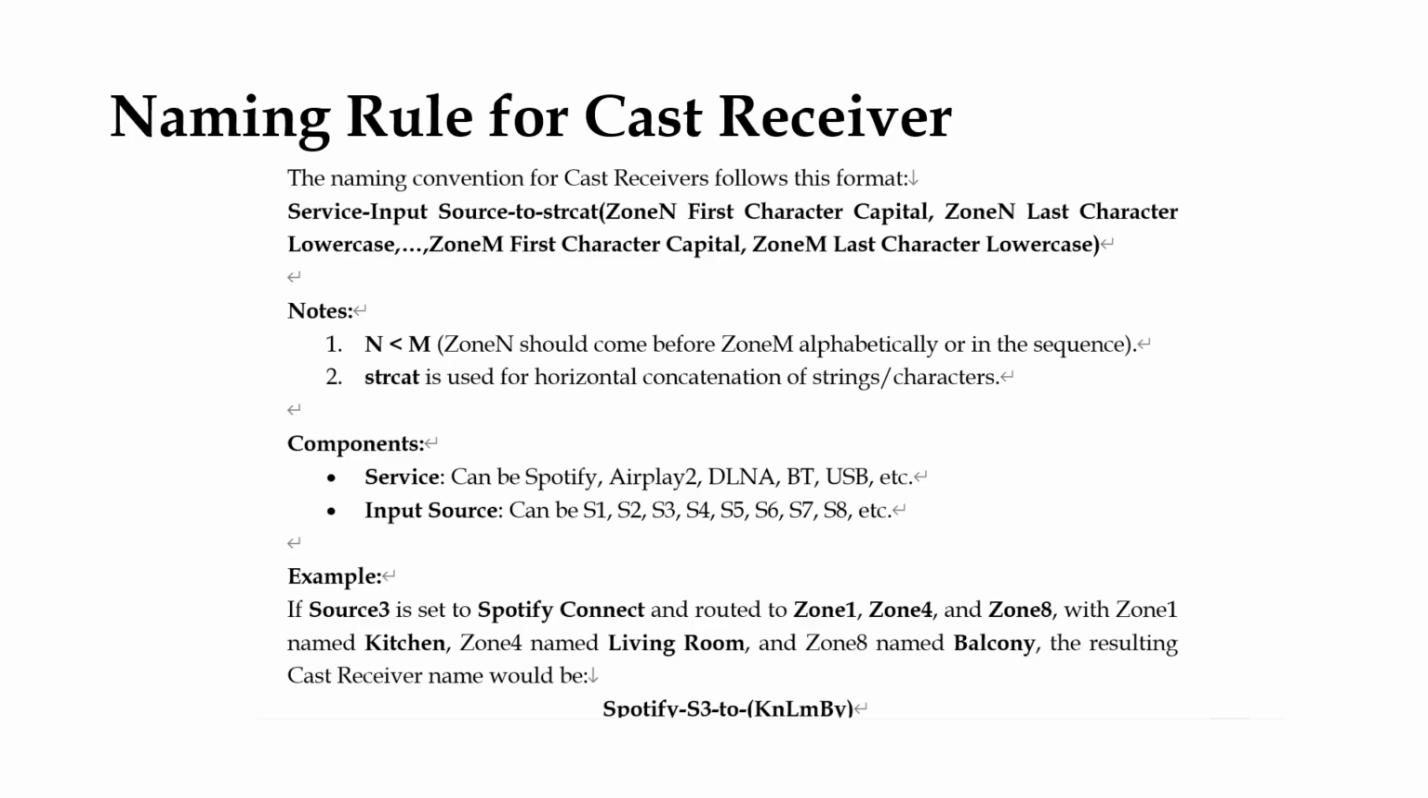Naming rule for cast receiver. The naming convention for cast receivers follows this format: service, input source, "to", Zone N first character capital, Zone N last character lowercase, Zone M first character capital, Zone M last character lowercase. Example: if source 3 is set to Spotify Connect and routed to Zone 1, Zone 4, and Zone 8, with Zone 1 named kitchen, Zone 4 named living room, and Zone 8 named balcony, the resulting cast receiver name would be Spotify S3 to KNLMBY.